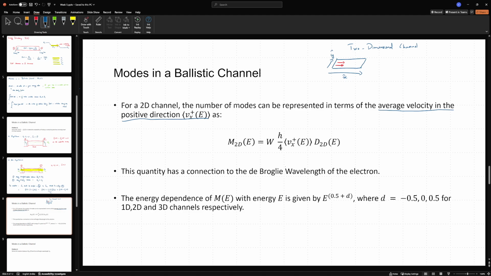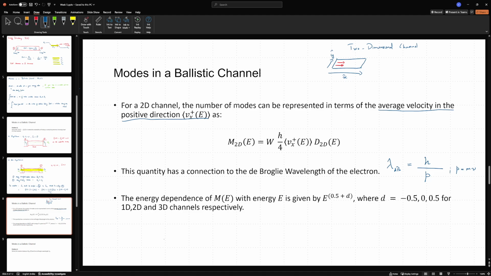And now this quantity, of course, has a connection to the de Broglie wavelength of an electron. So what is lambda dB of an electron? That is equal to the Planck constant h divided by the momentum p. For non-relativistic cases, p is mass of the electron times the velocity. I should be very careful in writing here because I have already used V for voltage. Whenever I use uppercase V, it is the voltage; lowercase v is the velocity.